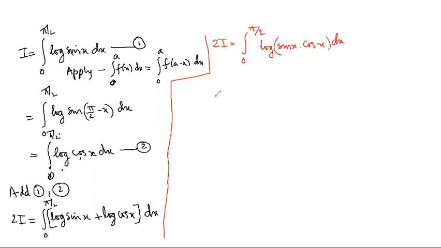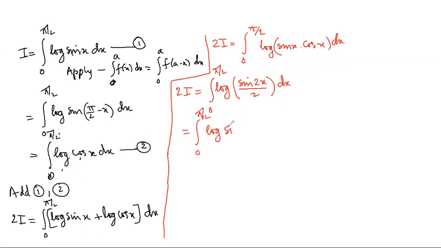Tell me, what can you write this as? Whenever you see sin x into cos x, what comes in? 2 sin x cos x is sin 2x. So can I write directly sin 2x by 2? The sin 2 theta formula divided by 2 is sin x cos x. Now I can write this as 0 to pi by 2, log sin 2x minus log 2, into dx.